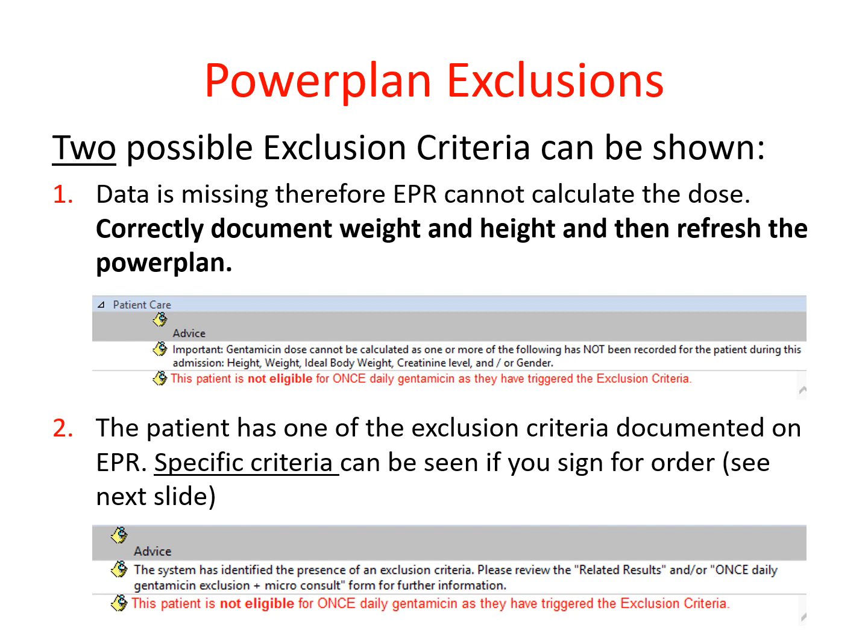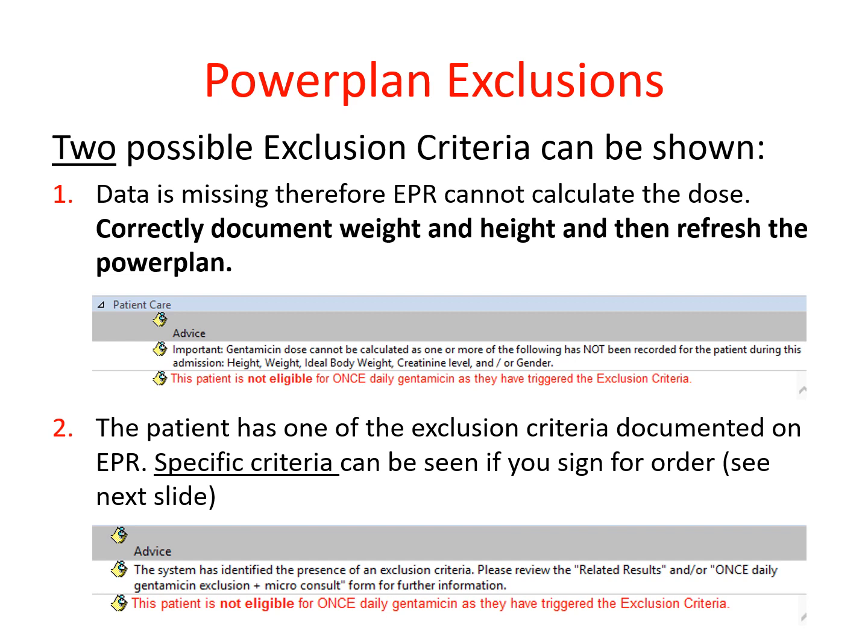Another key benefit of the new EPR Power Plan is that it will flag exclusion criteria that exist within EPR. There are 2 ways in which this can be displayed. One is if there is data missing, and that would usually be the weight and the height. If these have not been recorded correctly in EPR, then the dose cannot be calculated, and this will flag. If you see that information is missing, you can ask staff in the ward to record the height and the weight to make sure the dose can be calculated automatically.